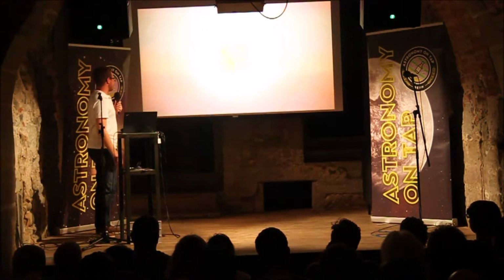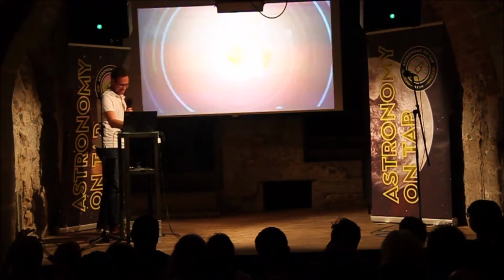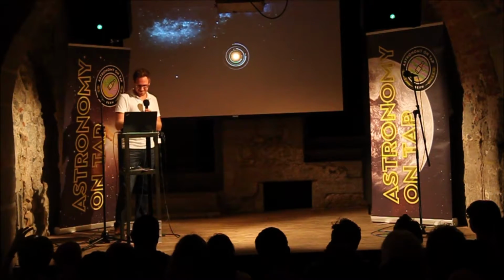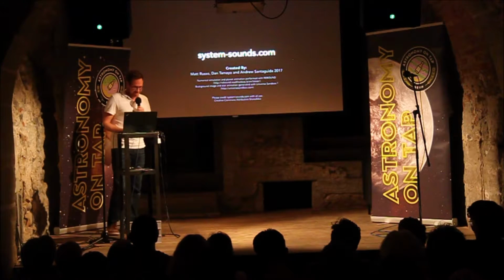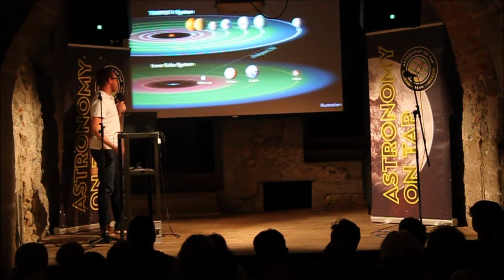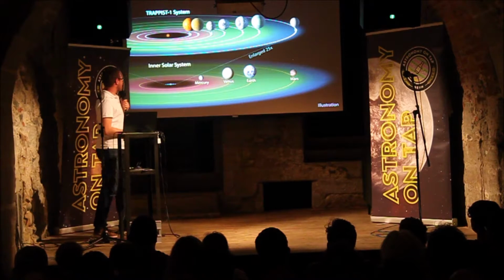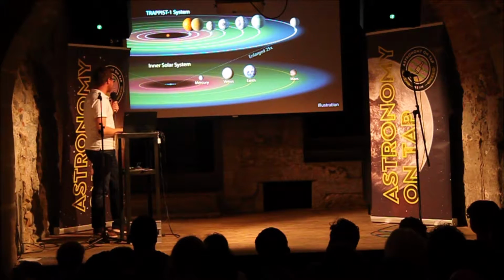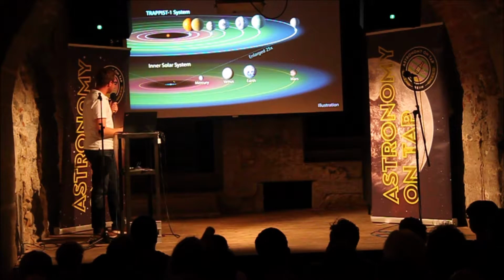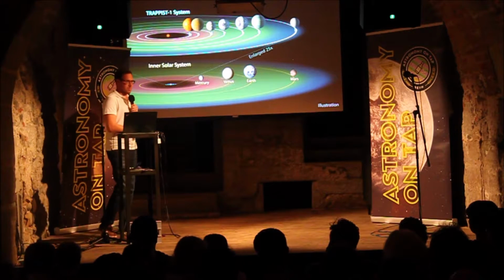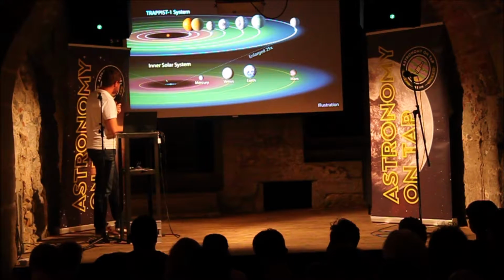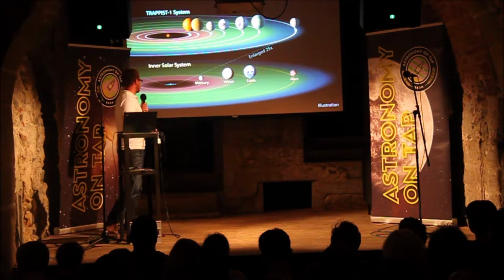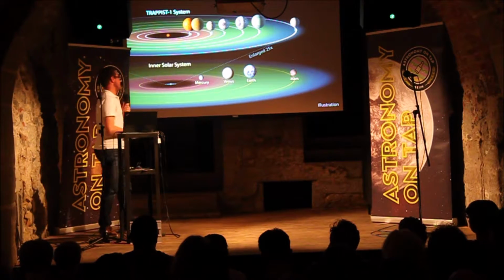A huge mess. So it also makes nice music. That's how it looks like in terms of sizes. This is the whole Trappist system. If we would put it into our solar system, so Earth is here, and it's so tiny it all fits into the orbit of Mercury easily.